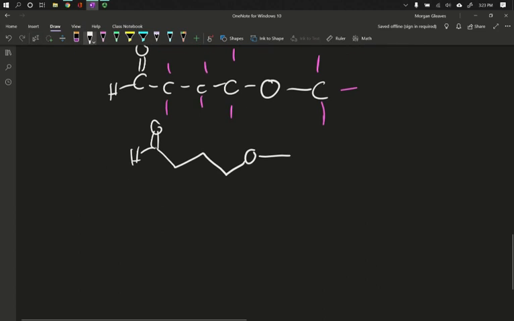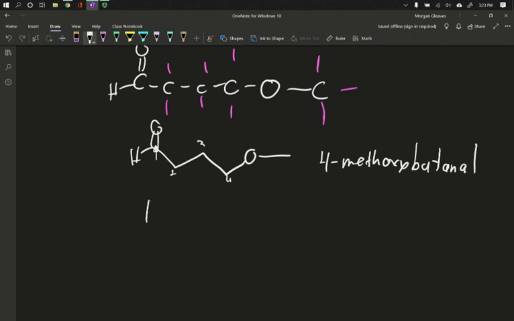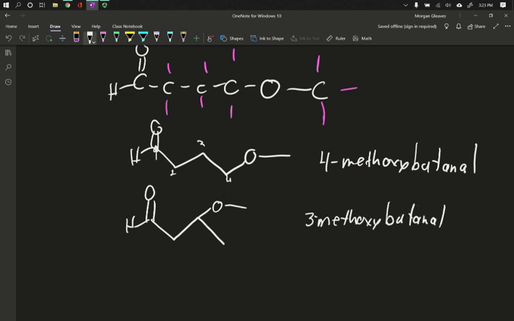In this case, carbon 1, 2, 3, 4. It is a 4-methoxy butanal. There's no reason we couldn't move that subgroup. And so you could also have a 3-methoxy butanal. You could have a 2-methoxy butanal.